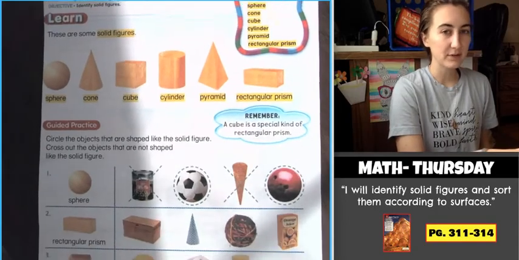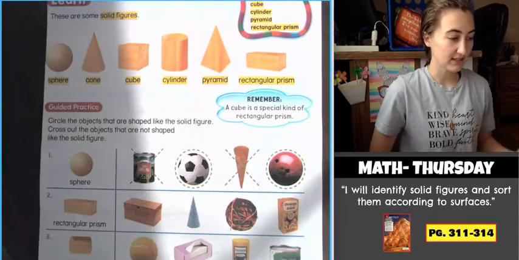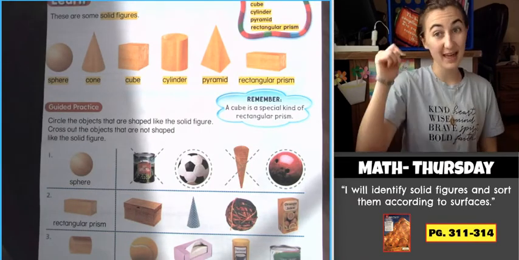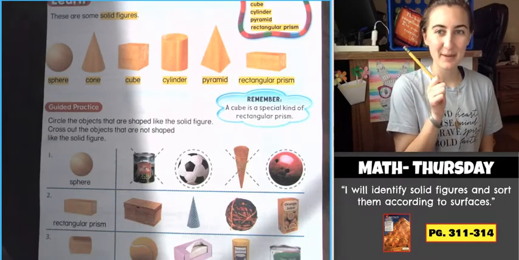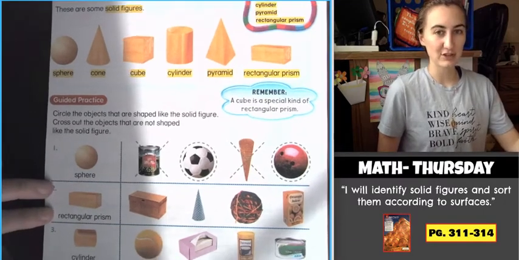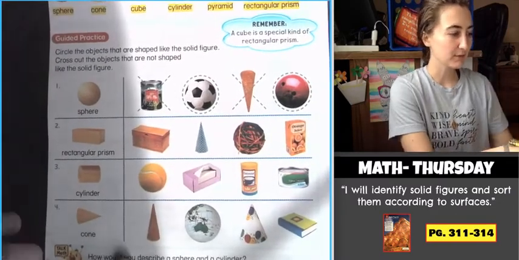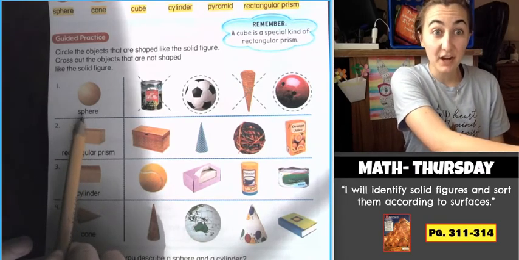What we're going to be doing first is crossing out the ones that don't belong. So make sure you have that pencil. I'm going to use our Chunky Monkey pencil again. Make sure you have that pencil and are open to page 311. So the first one, it's giving us the solid figure of a sphere.